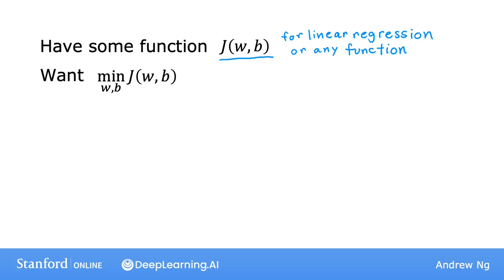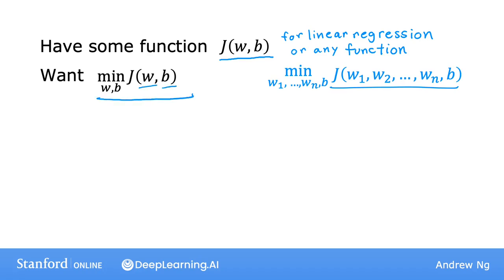So, for instance, if you have a cost function J as a function of w1, w2, up to wn and b, your objective is to minimize J over the parameters w1 to wn and b. In other words, you want to pick values for w1 through wn and b that gives you the smallest possible value of J. It turns out that gradient descent is an algorithm that you can apply to try to minimize this cost function J as well.